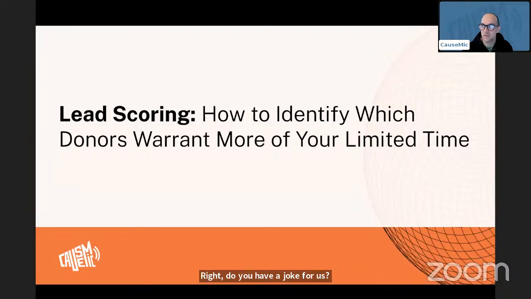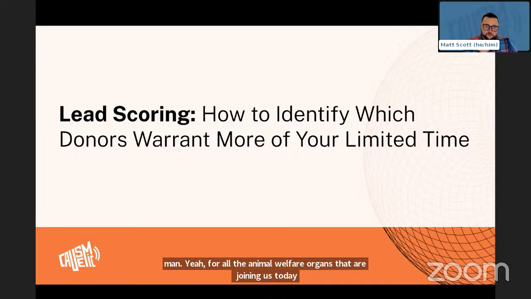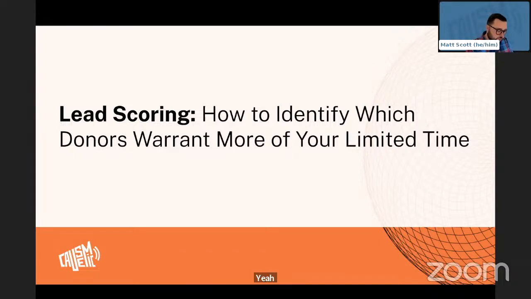What's brown and sticky? Ooh, my stress ball that I break all the time. No, a stick. Oh, that's good. I hope I've been telling that to my puppy when I take him out for a walk. Oh man. Yeah, for all the animal welfare orgs that are joining us today, Brack won't tell you because he's too cool for that, but he rescued his puppy recently.